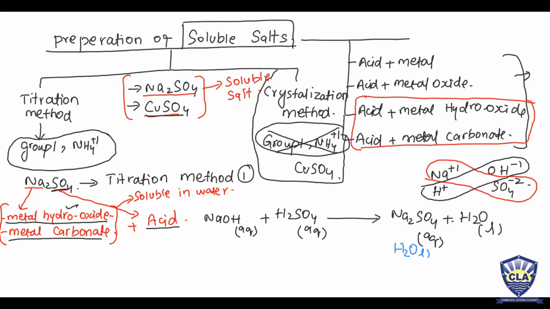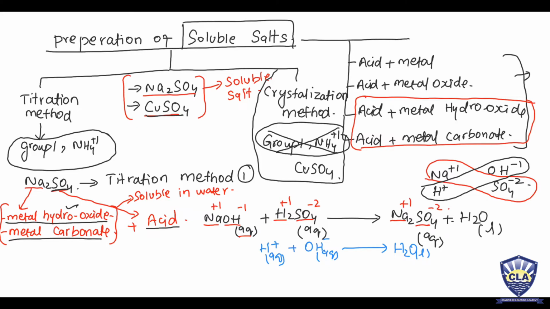Write H2O liquid, and then write its ions up here, H positive and OH negative, aqueous and aqueous. So this is the ionic equation. If you want to make the ionic equation, the things which are aqueous, just make the ions of them. Na plus 1, OH minus 1, H plus 1, SO4 minus 2, Na plus 1, SO4 minus 2.